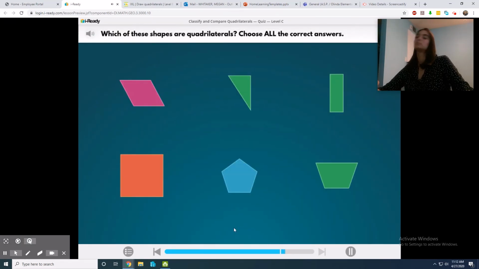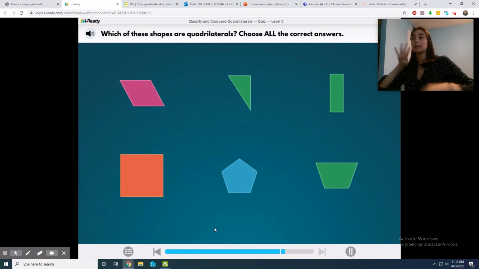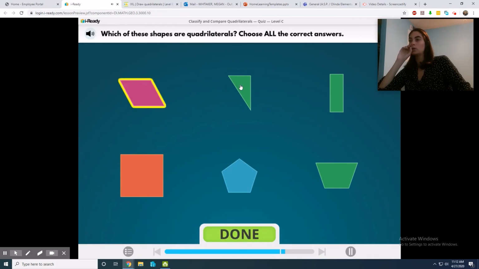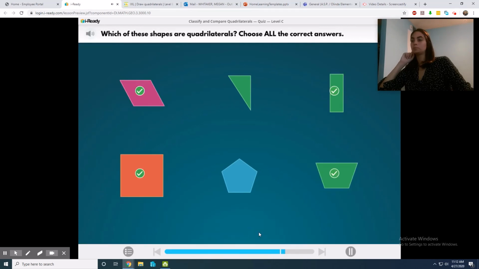Which of these shapes are quadrilaterals? Choose all the correct answers. So which are quadrilaterals? Remember, quadrilaterals have four sides. So a triangle does not have four sides. It's not a quadrilateral. A 1, 2, 3, 4, 5. A pentagon is not a quadrilateral because it does not have four sides. So let's see. 1, 2, 3, 4. This one. Not a triangle. A rectangle has four sides. A square has four sides. 1, 2, 3, 4. This trapezoid has four sides. Yep.